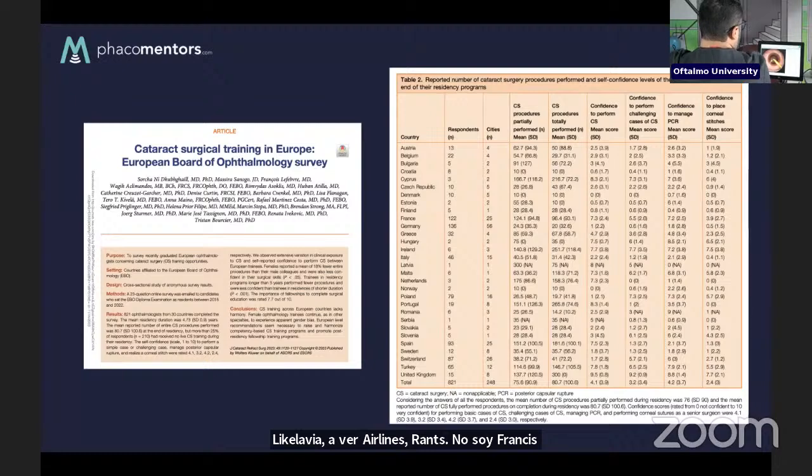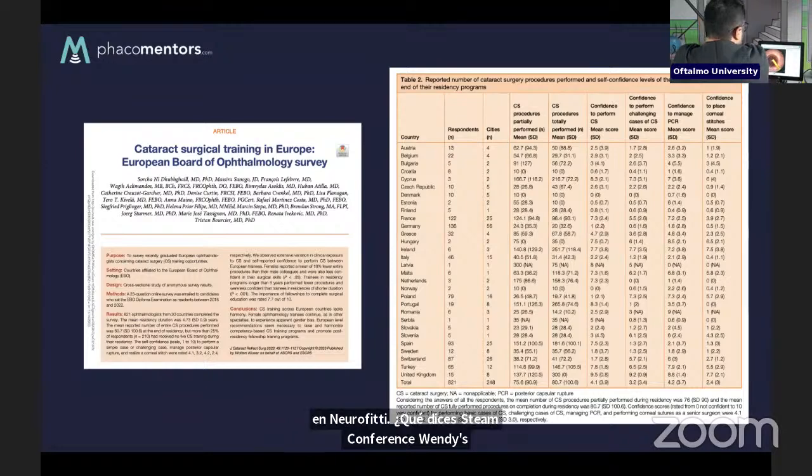But removing those countries from the list, I want you to really look at how many partial or total procedures people are doing in Europe. And in the other columns, we're going to talk about the confidence level. Even in countries where they do, let's say, 40 cases to 100 cases to 150 cases, still the confidence when they need to do challenging cases or manage a PCR, for example, is low.